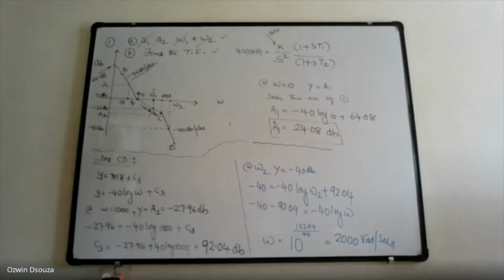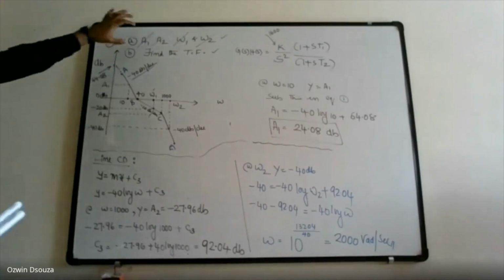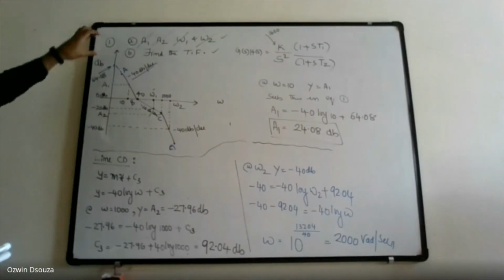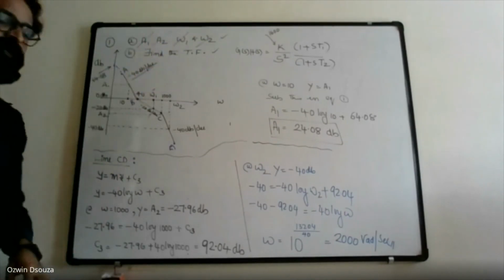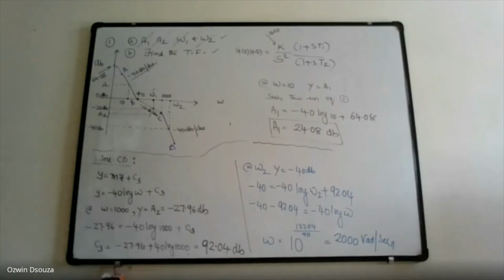So what we have done is, from the given Bode plot, by considering different lines, we could find the unknown magnitudes, A1 and A2, and also we could find the unknown frequencies omega 1 and omega 2. So this is the procedure to solve the reverse Bode problems. Okay, so the same analogy can be used for any type of problems. All right, fine.